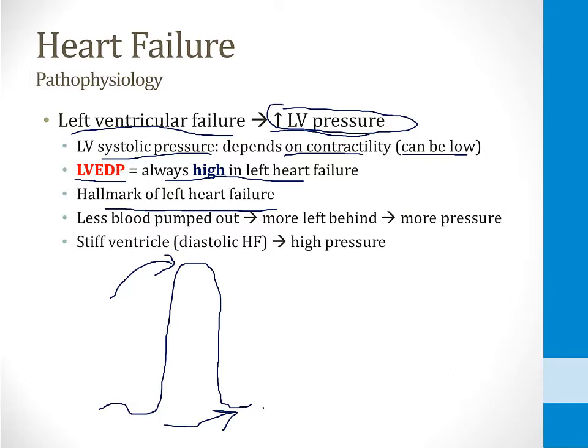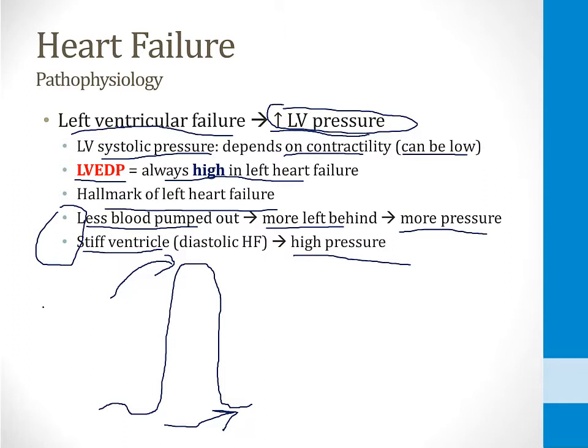The reasons that the left ventricular end diastolic pressure rises can be a little bit different depending on the type of heart failure. In systolic heart failure, less blood is pumped out of the ventricle, so more is left behind, and this raises the left ventricular end diastolic pressure. In diastolic heart failure, there is a stiff ventricle, and this leads to higher pressures. And I talk about the differences between diastolic and systolic pressure in another video.